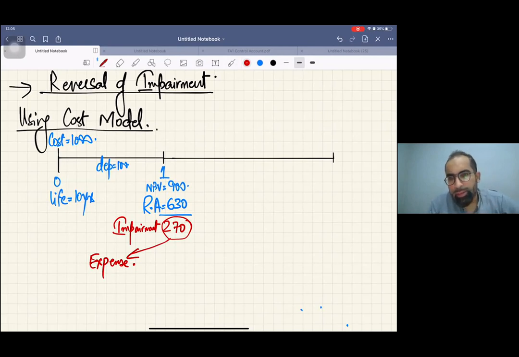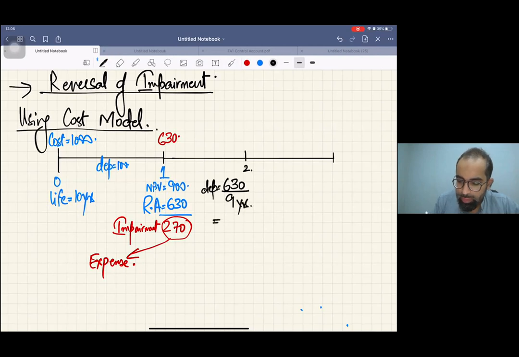Now, whenever you revalue or impair an asset, you do depreciation using the updated value. What is the updated value? From 900, we brought this asset to 630. So now the new value is 630. How do we calculate the future depreciation? By using this new value divided by remaining life. The original life of the asset was 10 years and 1 year has passed, so the remaining life is 9 years. 630 divided by 9 is 70. So your depreciation here is 70, and also at year 3, it's also 70.